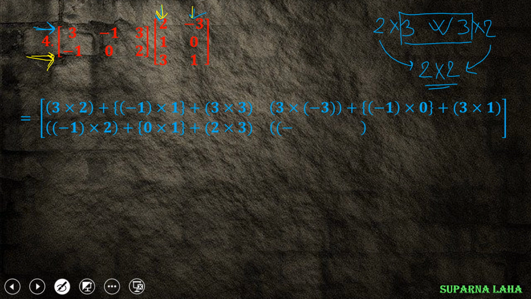Second row, second column, minus 1 into minus 3 plus 0 into 0 plus 2 into 1. So here is your 2 cross 2 matrix after multiplication, and just simplify it. You will find the ultimate value is given by this 2 cross 2 matrix, that is 14, minus 6, 4, 5. These are the 4 elements of this 2 cross 2 matrix, and this is your answer.